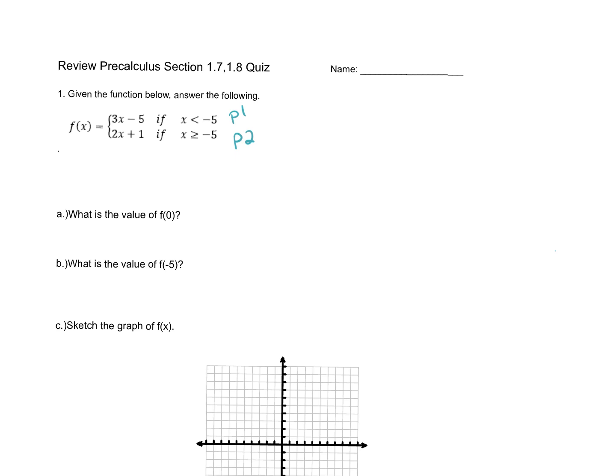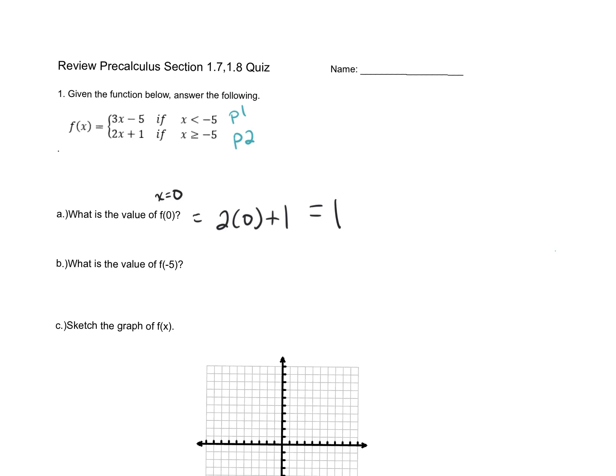So when we're looking for f of 0, that means x equals 0. The piece that x equals 0 falls in is going to be piece 2 because 0 is greater than negative 5. So I will plug this into the second piece because that's where that x falls. 2 times 0 plus 1 is 1. So f of 0 in this case is 1.